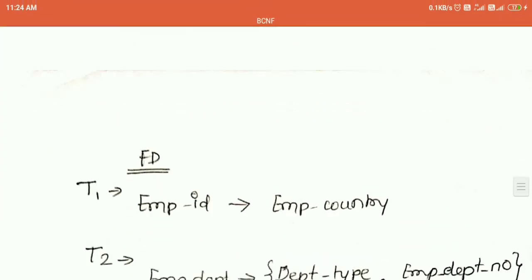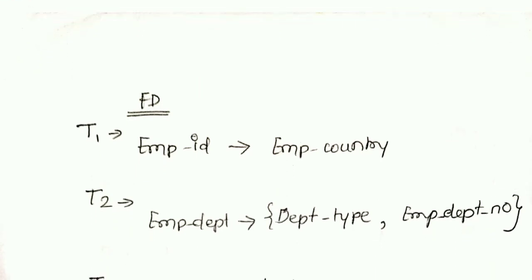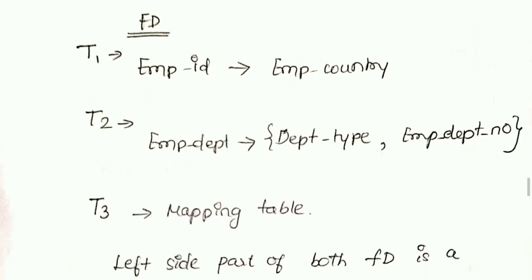The first table has employee ID and employee country. The dependency for the first table is employee ID determines employee country. So here the LHS will be employee ID, which is obviously the super key for the schema. Go for the second table and check whether the decomposed table is in BCNF. Employee department determines the department type and department number. Here the LHS of the dependency, employee department, acts as a key, that is the primary key or super key for the schema. So this satisfies the BCNF.